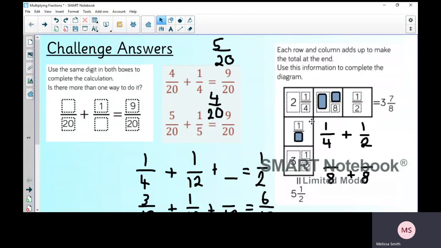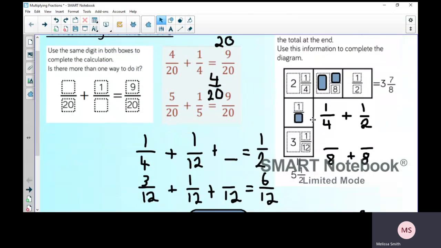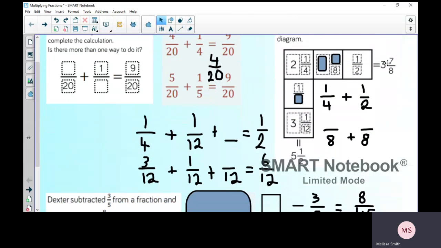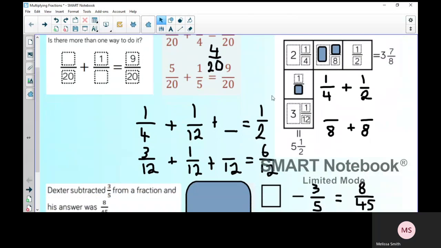Let's have a look at this one here. This one was a little bit trickier. It asked you to work out what the numbers in the boxes should be based on the fact that in the rows and the columns they add up to these numbers here. So if we have a look at this one, we know that we've got 3 wholes in this number. I've got 2 wholes there. 2 wholes plus something will give me 3 wholes. So that tells me that there has to be 1 in that box there because 2 plus 1 is 3.